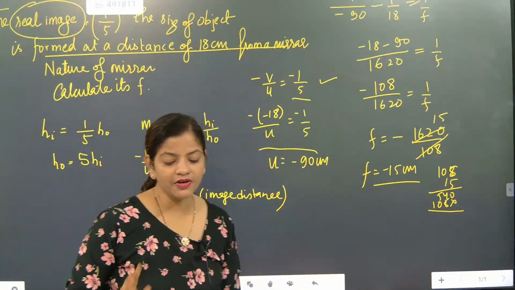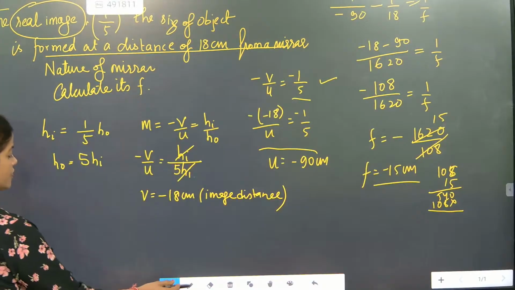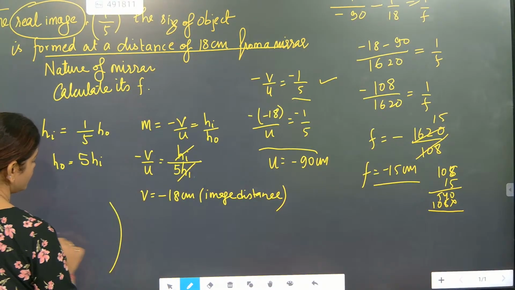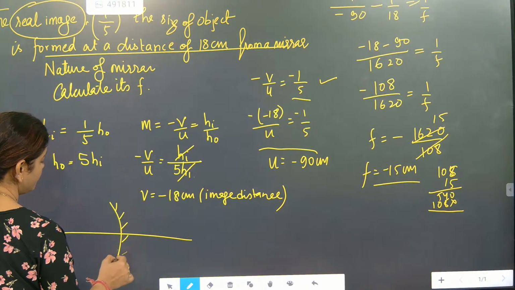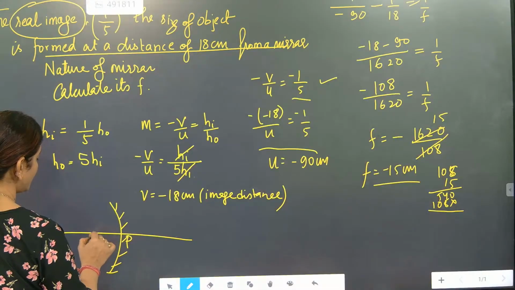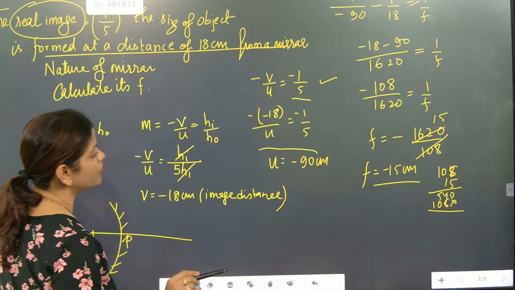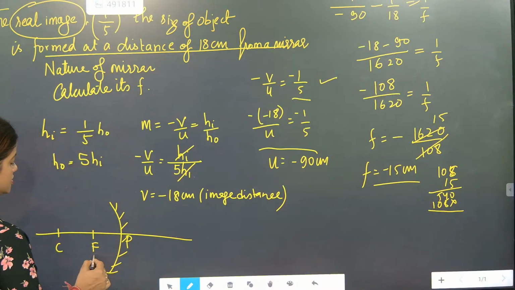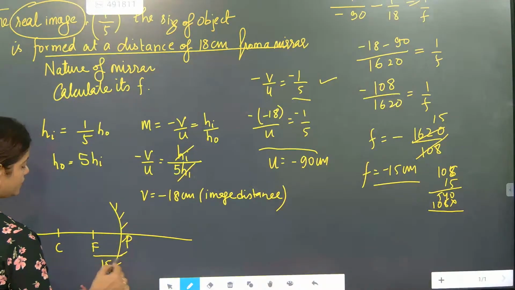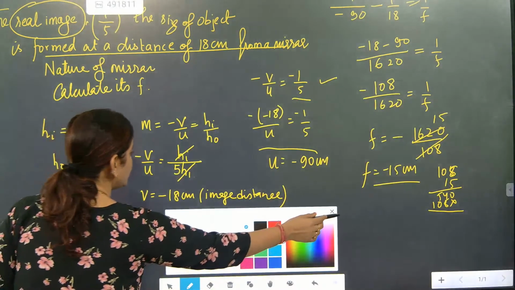Now based on that, will we be able to draw? Sometimes they will ask for drawing also, no? Draw the figure. For them it is not a big deal, but for us it is a problem. So now focal length is 15. So this distance is coming as 15.